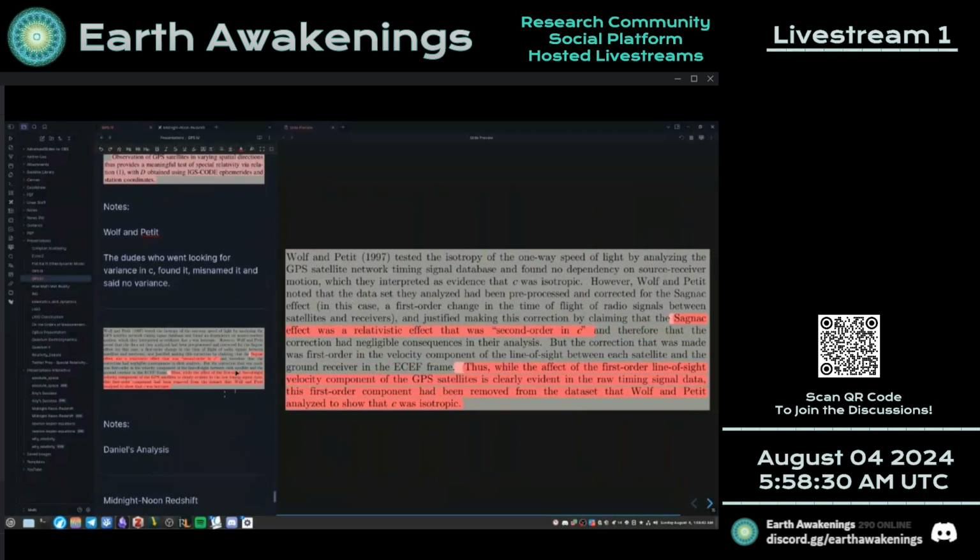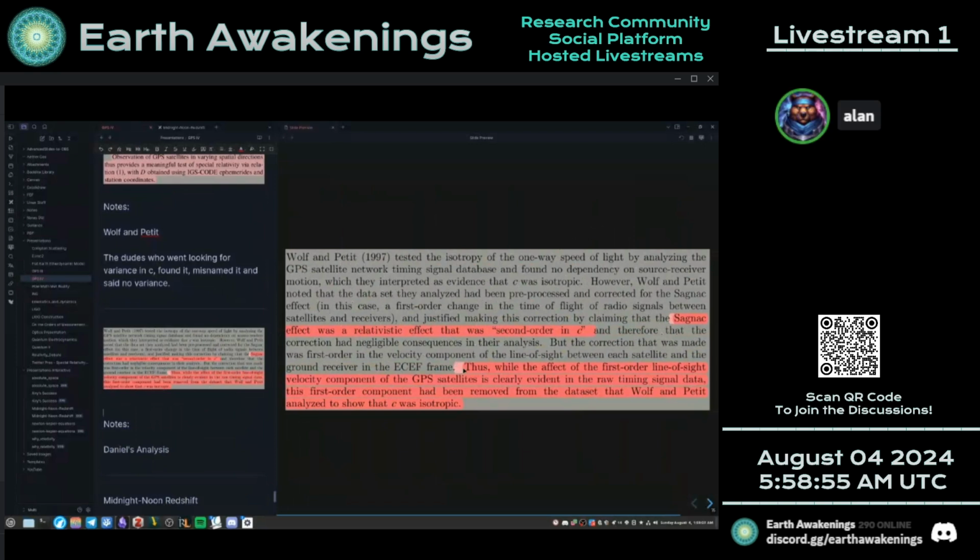We went through the proportionality of the measurements of the ratio to the velocity versus what relativity is able to predict with the square of the velocity over the speed of light. And therefore, that the correction had negligible consequences in their analysis. But this correction was in the first order of the velocity component in the line of sight between each satellite and the ground receiver in the ECEF frame.